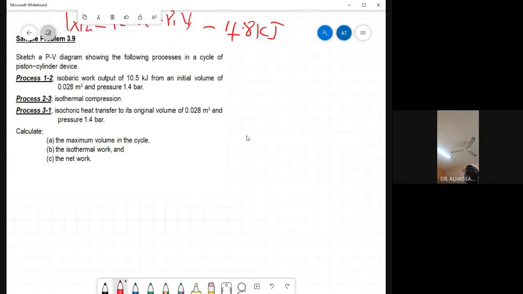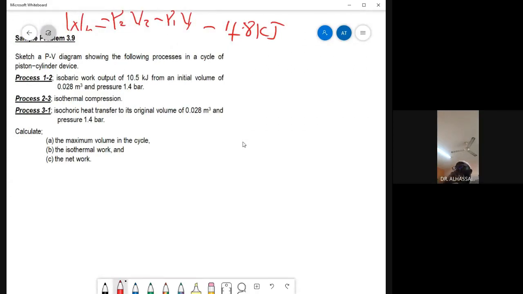So question 3.9: we are told to sketch the PV diagram showing the following processes in a piston-cylinder arrangement. Initially, process 1 to 2 is isobaric. What is isobaric? A constant pressure process. So isobaric means from state 1 up to state 2 at constant pressure.